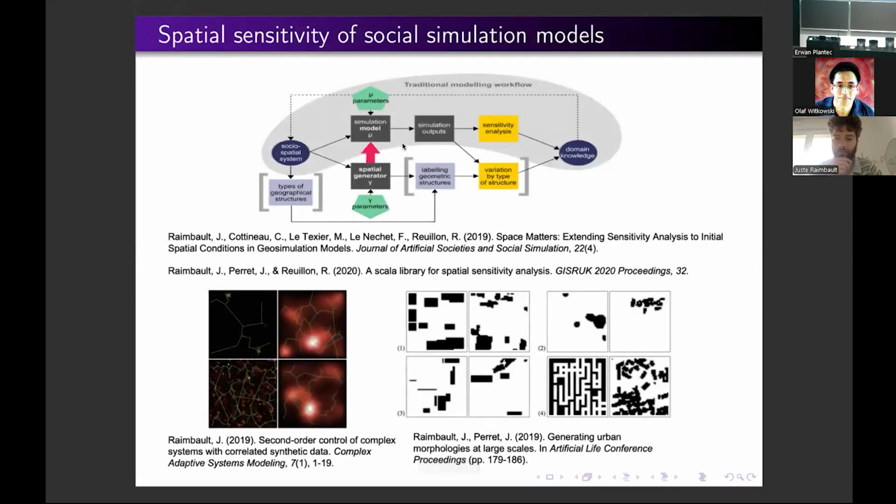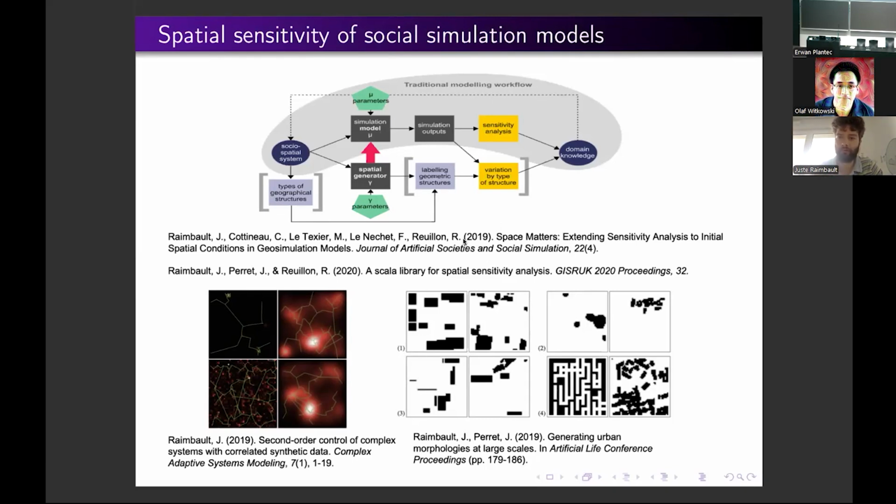So now getting closer to the question I study in this work, it's actually based on a recent stream of work that we have been developing with social scientists for a few years. We started in 2019, mostly with geographers and also computer scientists, taking simple social simulation models to investigate how the spatial structure will influence model outputs.